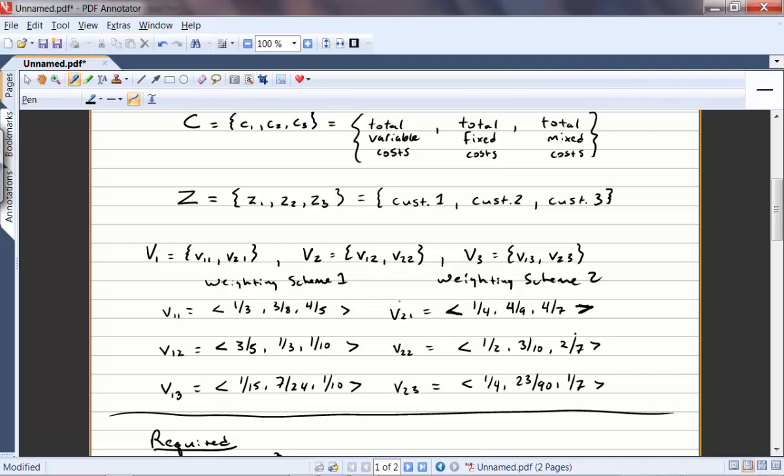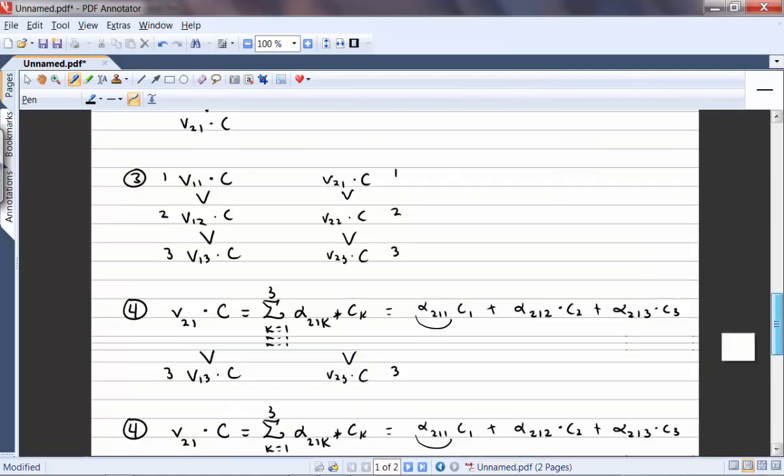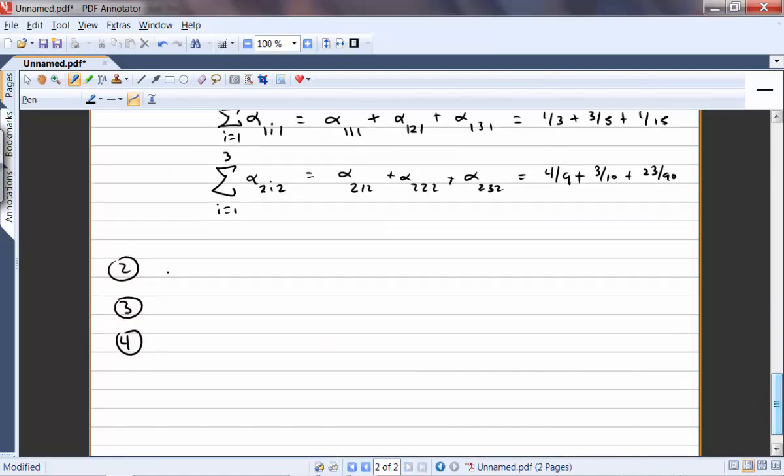But what about if we use weighting scheme 2? Is customer 2 still the most costly? Yes, because 1/2 is bigger than 1/4 and 1/4. So it just turns out that customer 2 is the most costly in terms of variable costs no matter which weighting scheme we use.